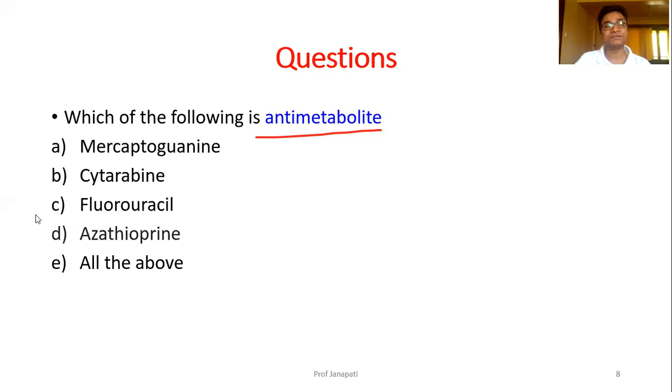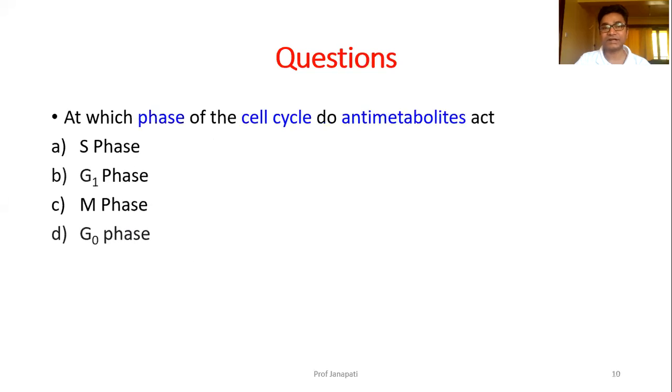So why? Because mercaptopurine is a purine derivative. Cytarabine is a cytosine derivative. Fluorouracil is a uracil derivative. Azathioprine is also a purine derivative. So all these drugs are anti-metabolites. So which option is correct? All the above is correct.